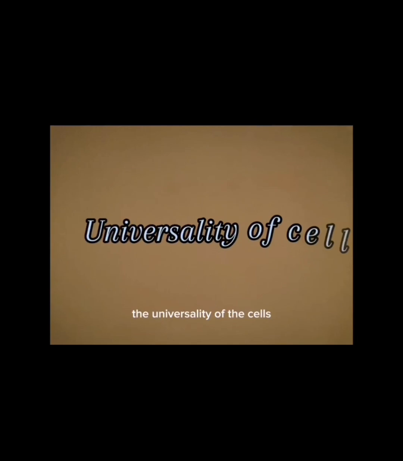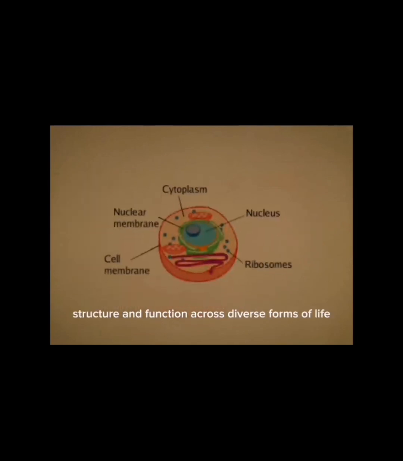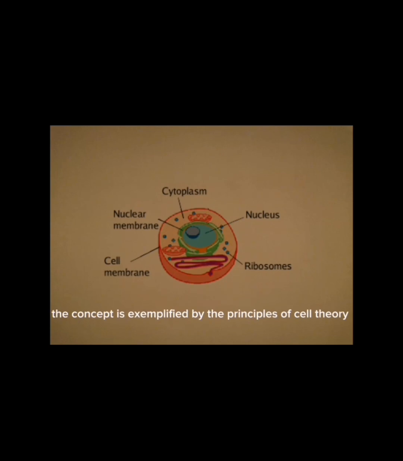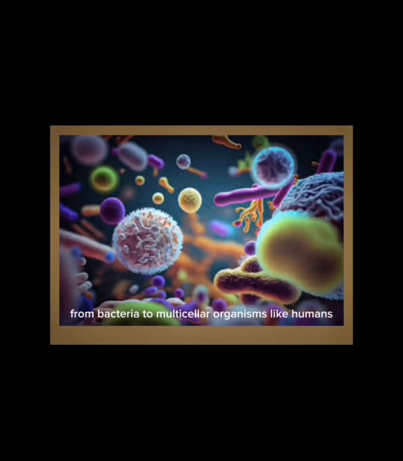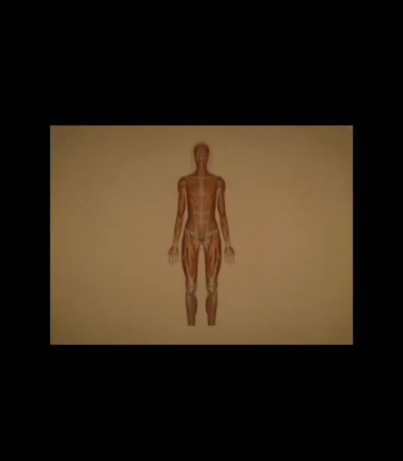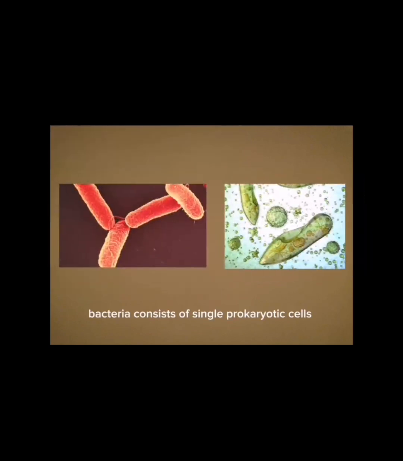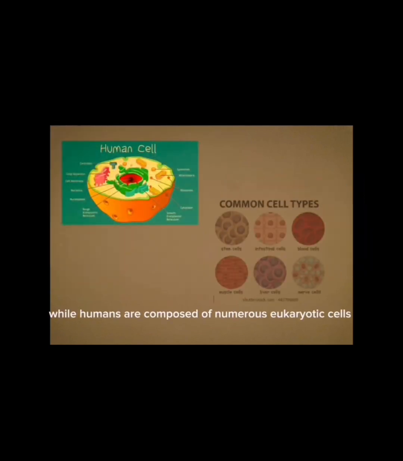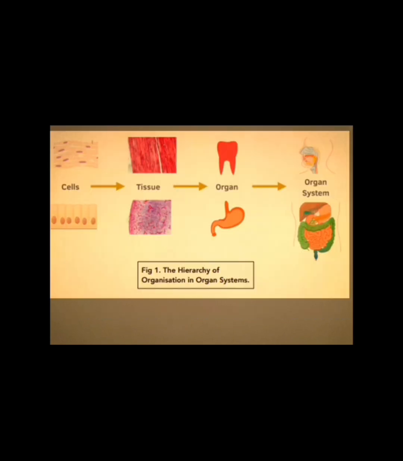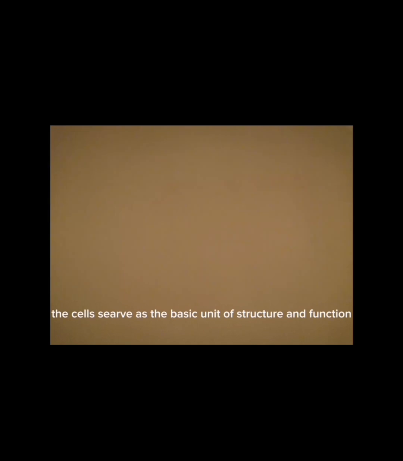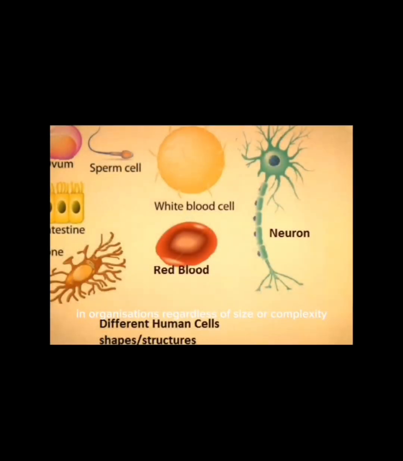The universality of the cells refers to the consistency of cellular structure and function across diverse forms of life. The concept is exemplified by the principles of cell theory. All living organisms are composed of cells. From bacteria to multicellular organisms like humans, the presence of cells is universal. For example, bacteria consist of single prokaryotic cells, while humans are composed of numerous eukaryotic cells organized into tissues and organs. The cell is the basic unit of structure and function in organisms.